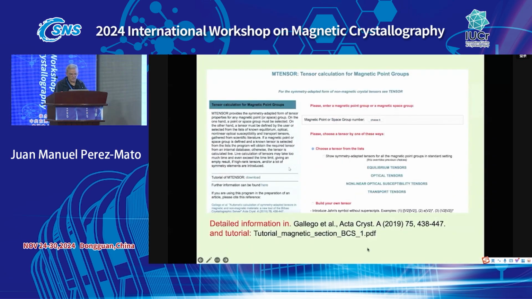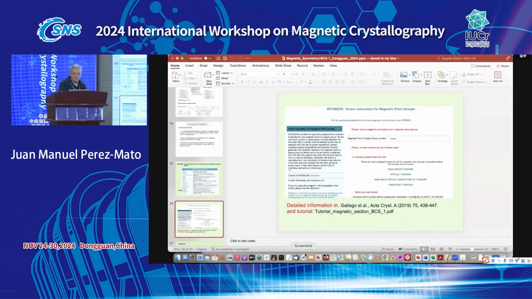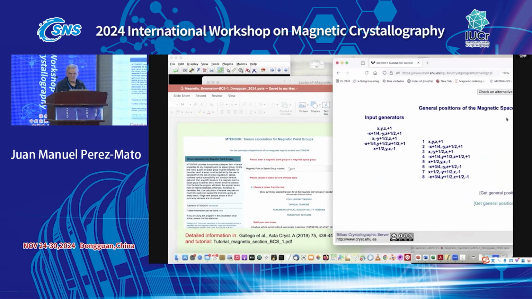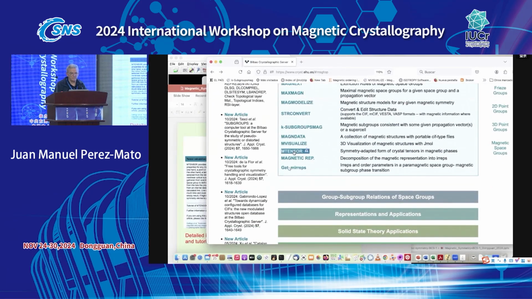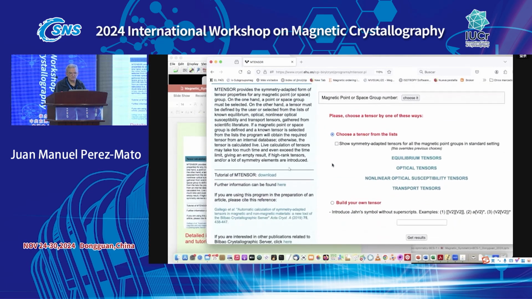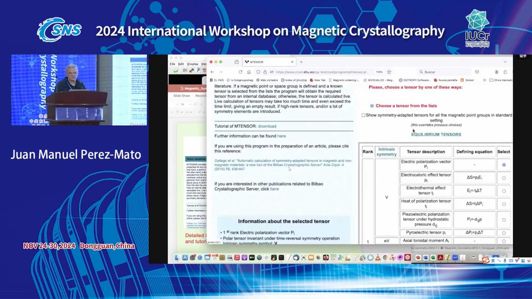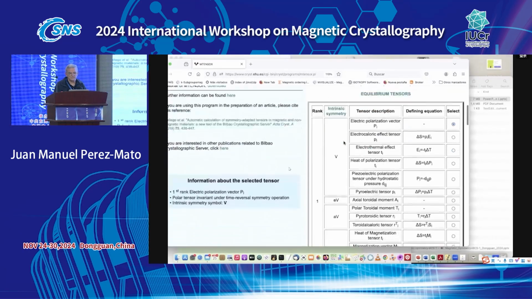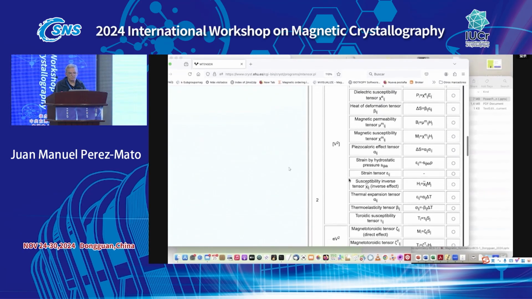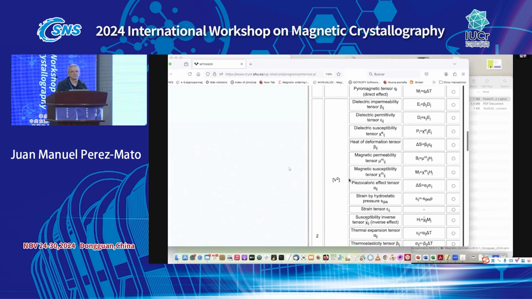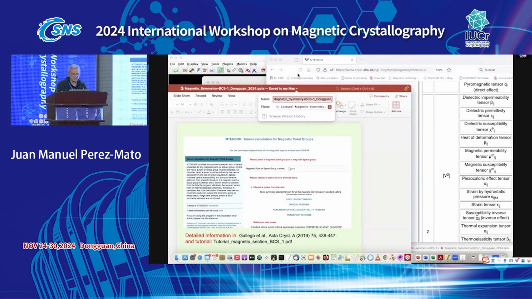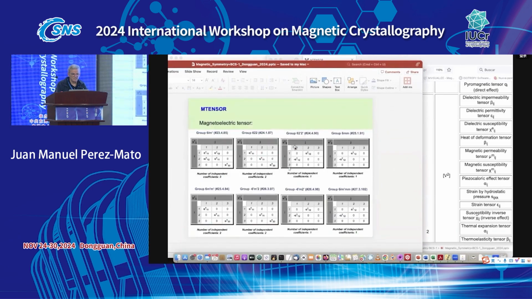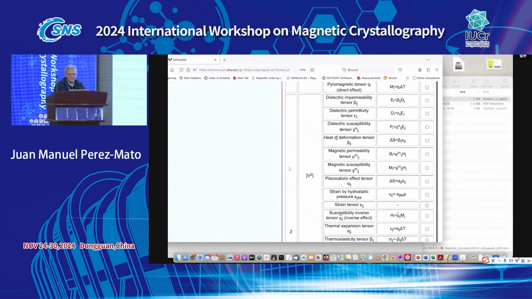we can go again to one of these programs. We were in identify, we go back and we go to MTENSOR, okay? We are here, and we are going to equilibrium tensors. Here you have quite a lot divided in blocks, because many of them have the same transformation properties, so the symmetry constraints are the same for all of them. But what is the example that I put here? I think it was the magnetoelectric tensor. Okay, so magnetoelectric tensor is here.